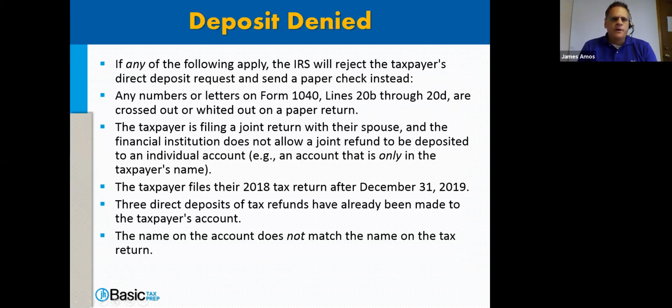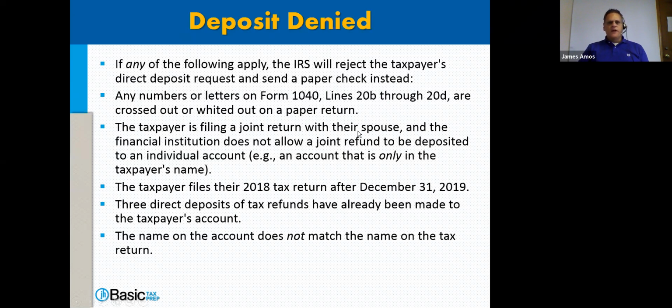Now, what happens if the deposit is denied? If any of the following apply, the IRS will actually reject the taxpayer's request for direct deposit, and then they'll just send a paper check instead. First of all, if any of the numbers that you put on there, don't worry about the lines, are crossed out or whited out on a paper return. So if you're putting direct deposit information on there and then you white it out because you made a mistake and write the correct direct deposit, the IRS is going to be concerned that somebody got a hold of that return and is trying to steal your refund. They're not going to directly deposit it. They're going to send you a paper check.